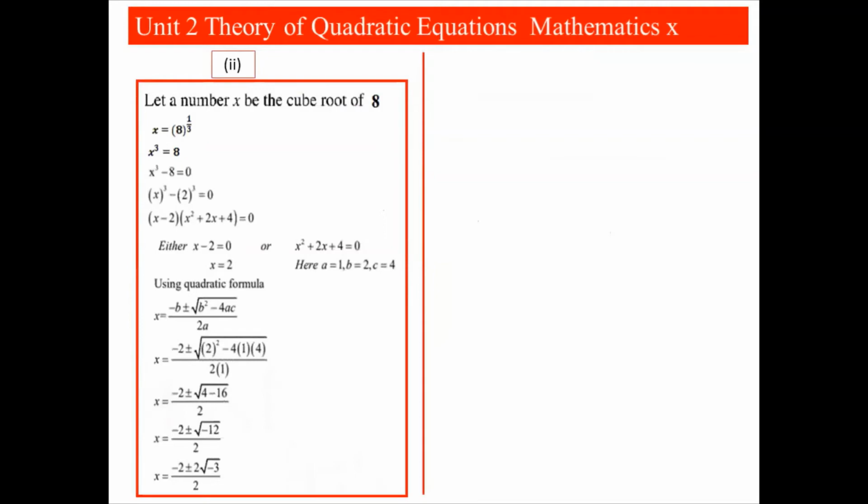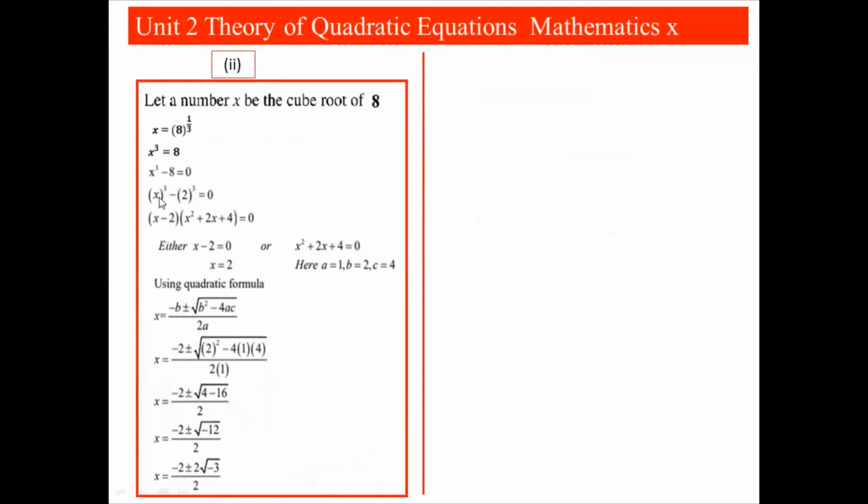Let a number x be a cube root of 8. So now x can be written as the cube root of 8. Taking cube on both sides, we can write x cube is equal to 8, and now we have to shift this 8 to the left hand side. 8 can be written as 2 cube.